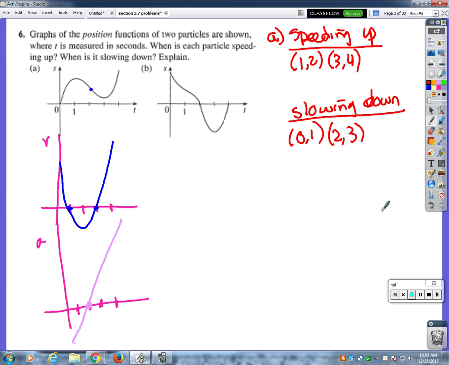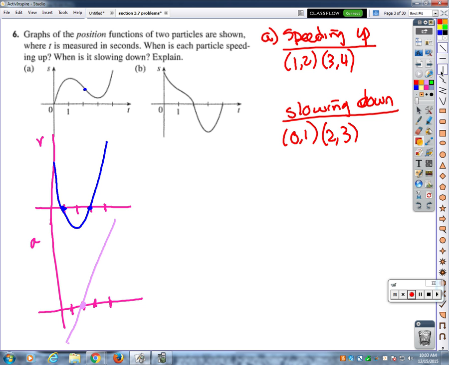Okay, so now let's see if we got it with this last one. And the problem with this last one is that I don't know what that is. What kind of a graph is that? Cubic? Quartic? I don't know.